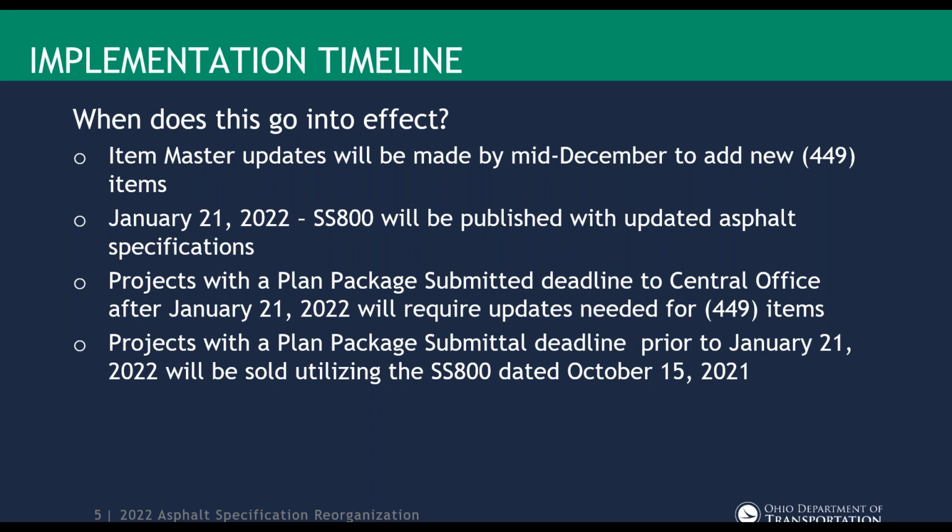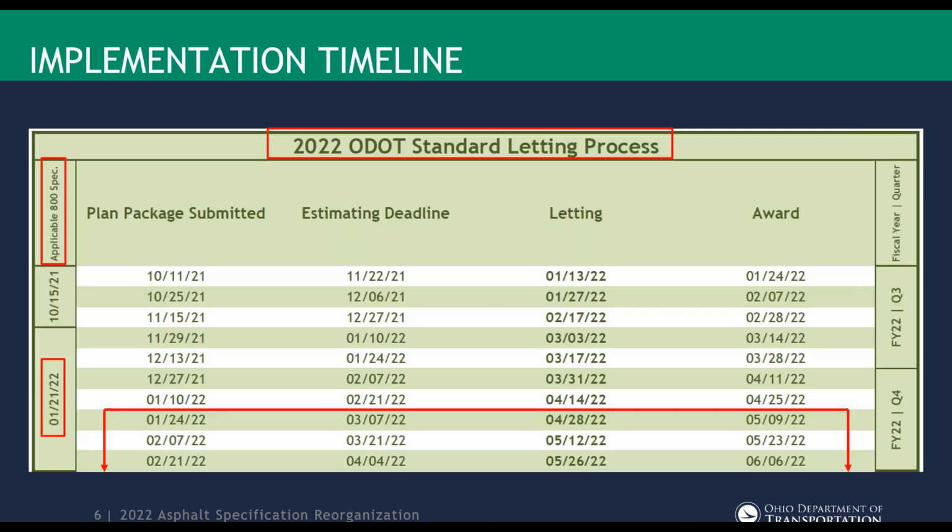It'll be rolled out January 21st, 2022. That's when the SS800 will be published, and it'll have all the new asphalt specifications incorporated then. Plan packages submitted to central office with a plan package submitted deadline of after January 21st will require the updates for the 449 items. Projects submitted with a deadline previous to that will be sold using the current version of the spec, so the October 15th, 2021 SS800.